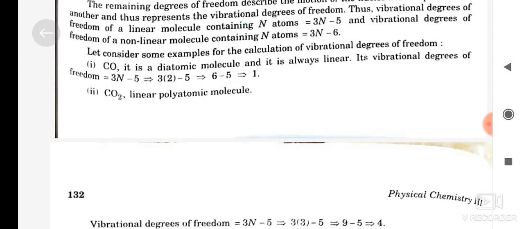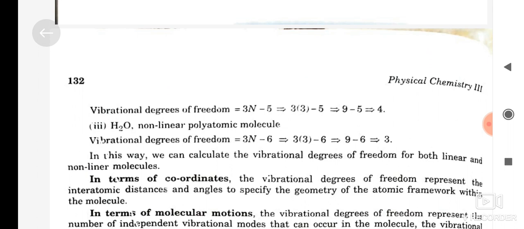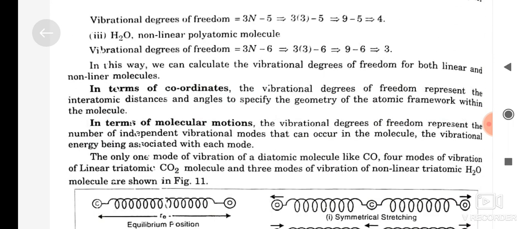Its vibrational degree of freedom is equal to 3n minus 5, that is 1. Second, the CO2 linear polyatomic molecule. Vibrational degree of freedom is equal to 3n minus 5, that is 4. Third, H2O, a non-linear polyatomic molecule. Vibrational degree of freedom is 3n minus 6, that is 3. In this way, we can calculate the vibrational degree of freedom for both linear as well as non-linear molecules.